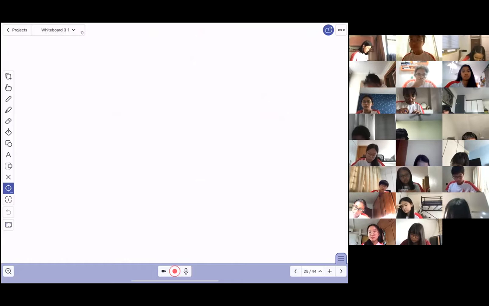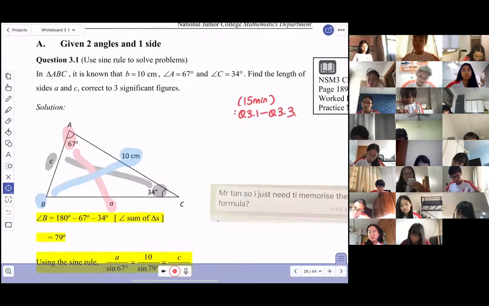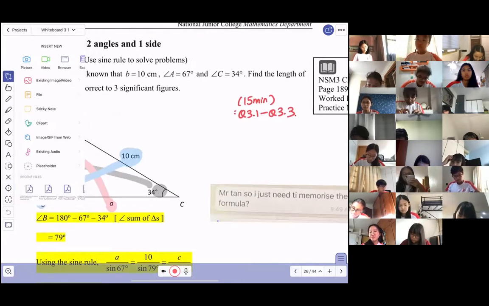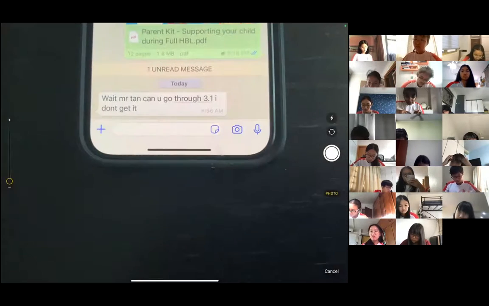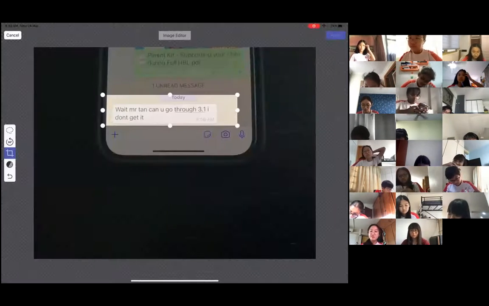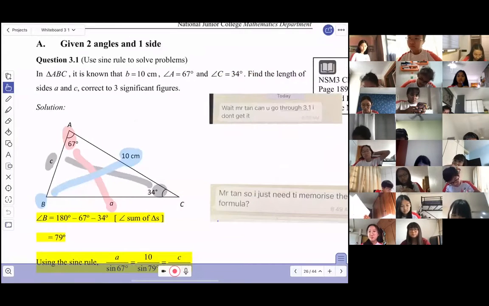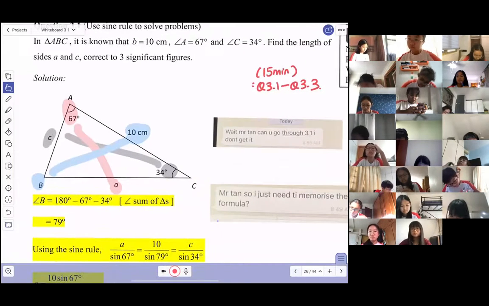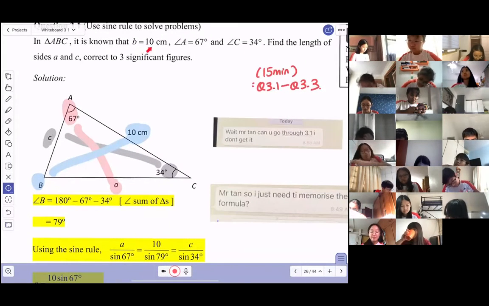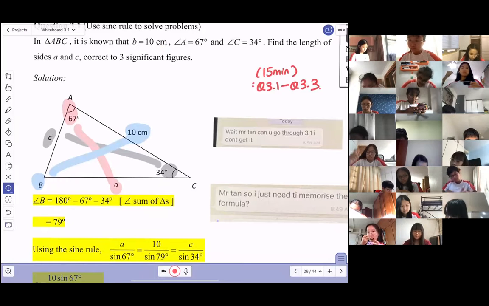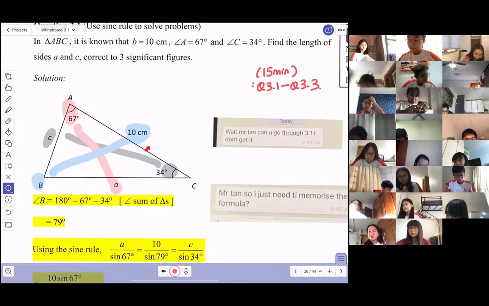A student asked me to go through question 3.1, and another asked about 3.2. I'm going to slowly go through 3.1. First of all, small letters refer to sides. Capital A is 67, C is 34.